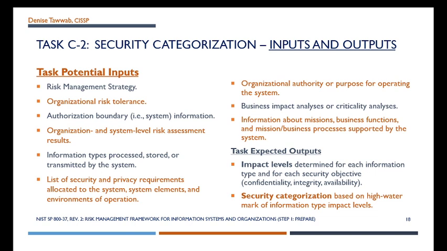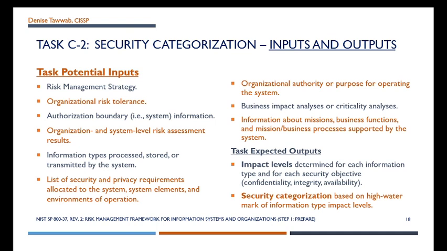the environments of operation. You want to look at the organization authority or purpose for operating the system, a business impact analysis or a criticality analysis, information about missions, business functions, and mission business processes supported by the system. Now, the output from the security categorization step is going to be impact levels determined for each information type and for each security objective, meaning the confidentiality, integrity, and availability.